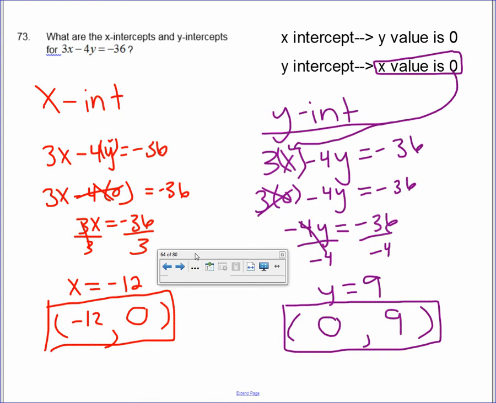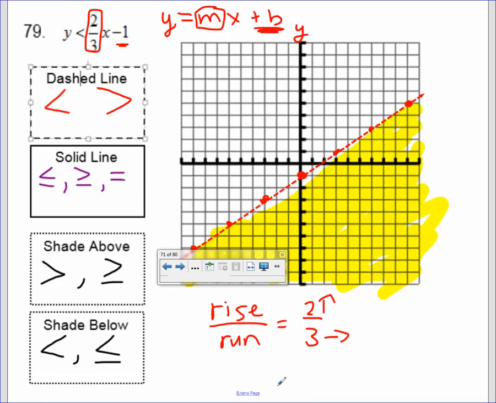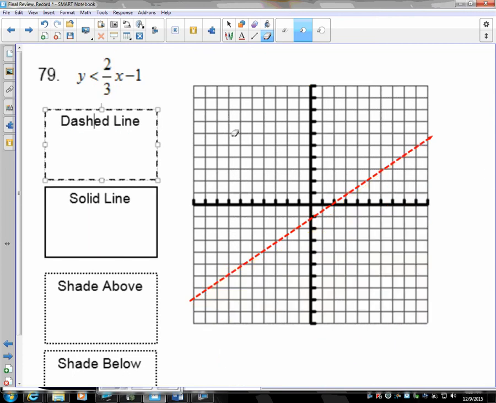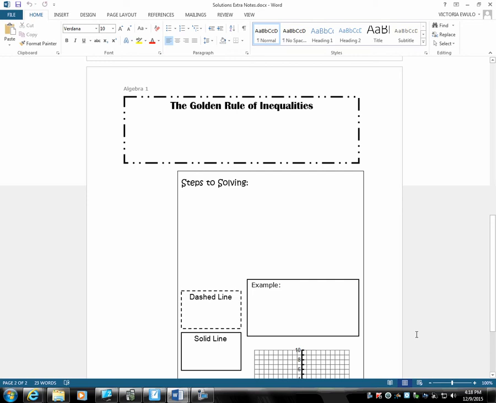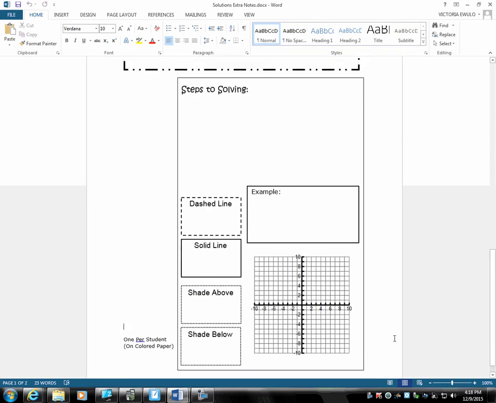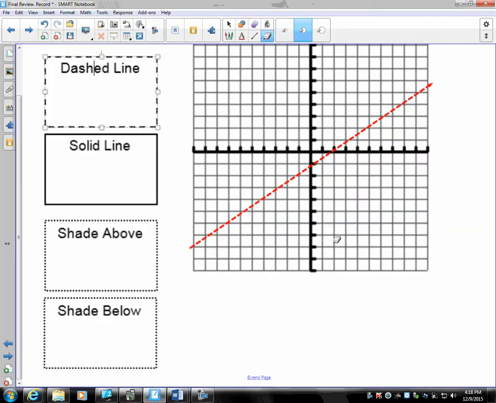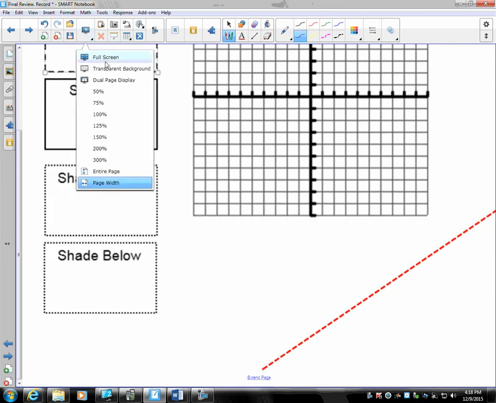Now the next one that we are doing is number 79. Okay, now if you were in my class, we used a graphic organizer that looked like this. Okay, and so what I've done is kind of just copied and pasted this part that we need for graphing so that we can use that to help us. All right, so let's get started.